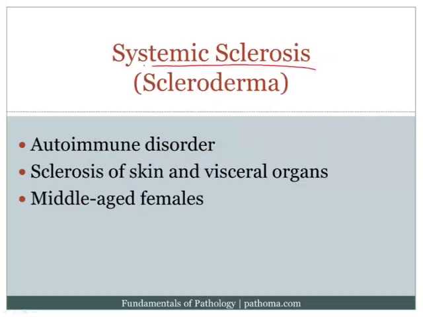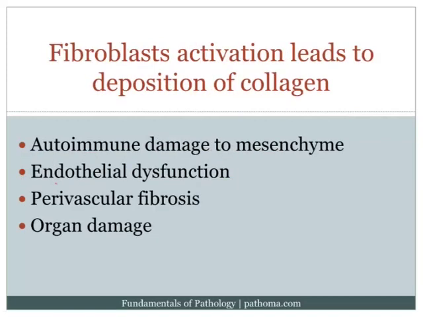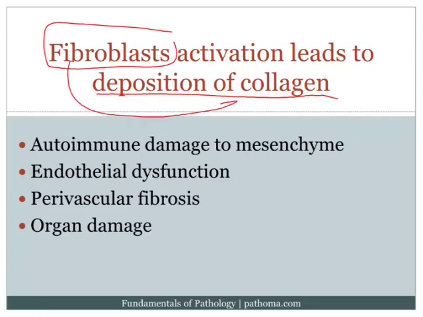The third disorder that we're going to talk about is systemic sclerosis. This is an autoimmune disorder in which you get sclerosis of the skin and visceral organs. Sclerosis simply means hardening of tissue. And in this particular disorder, the reason that you get hardening of tissue is because there's deposition of collagen within tissues. Of course, fibroblasts are the cells that deposit collagen, and so the underlying problem in this disorder is that the fibroblasts get activated and they deposit collagen within multiple tissues.